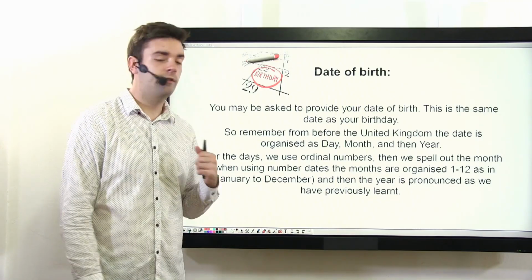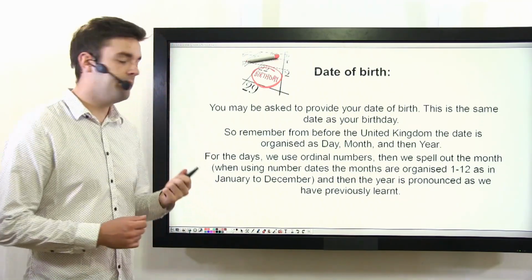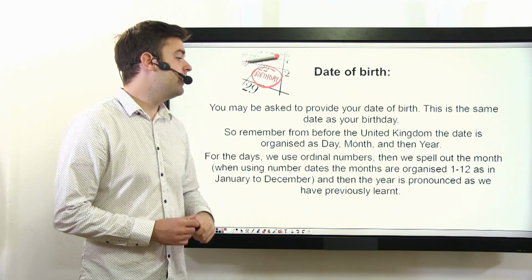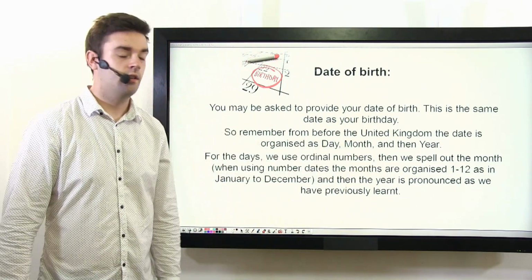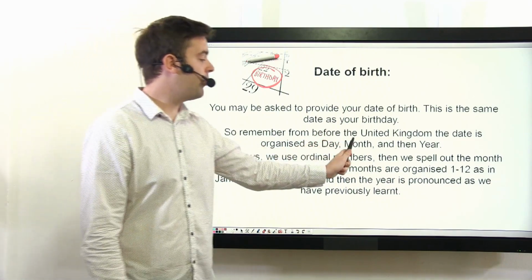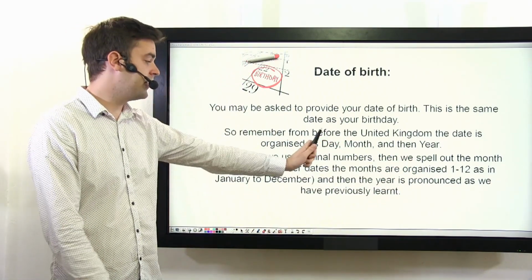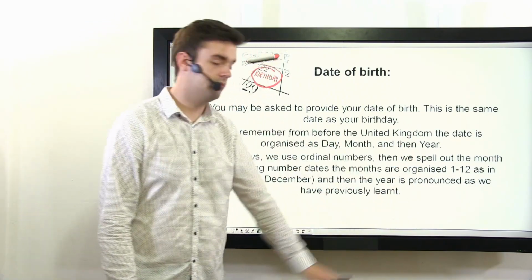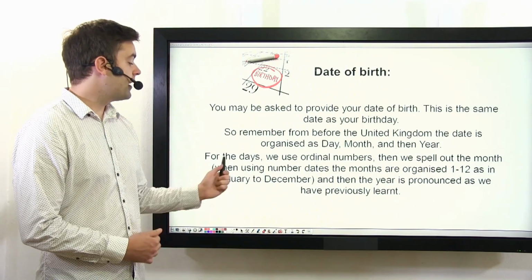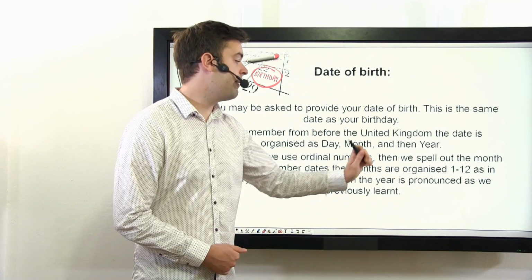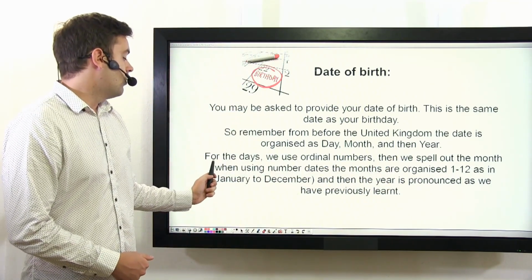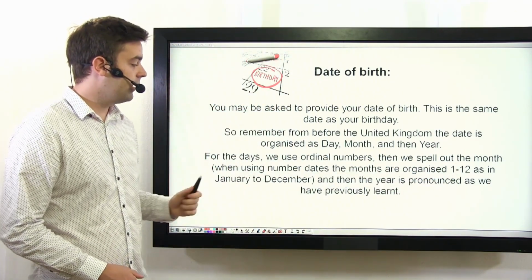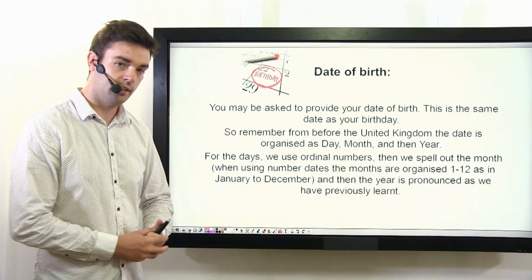You may be asked to provide your date of birth. This is the same date as your birthday. So remember from before, in the United Kingdom, the date is organised as day, month, year. First is the day, second is the month, and third is the year. For the days, we use ordinal numbers, and then we spell out the month. When using number dates, the months are organised 1 to 12, as in January to December, and then the year is pronounced as we have previously learned.